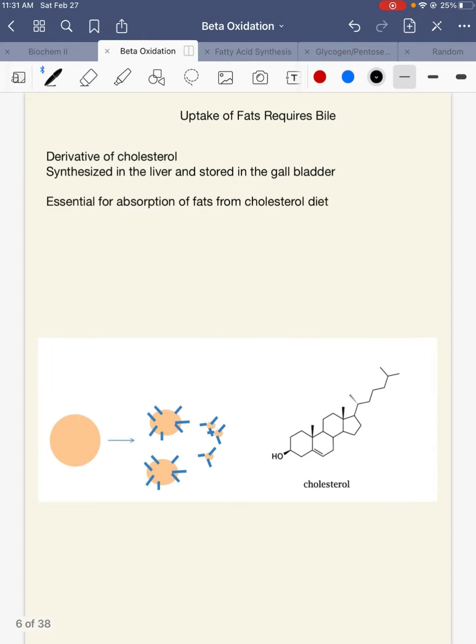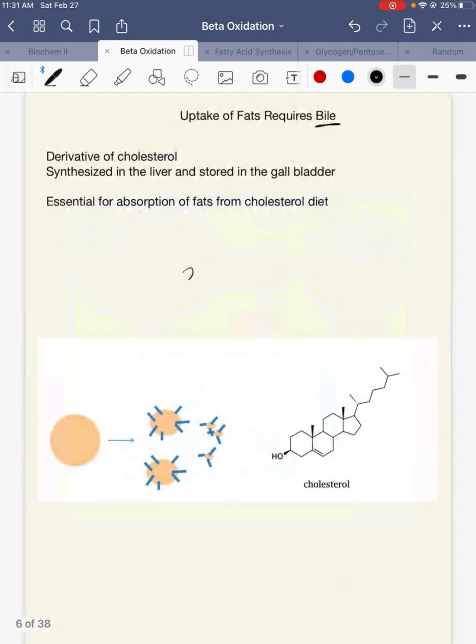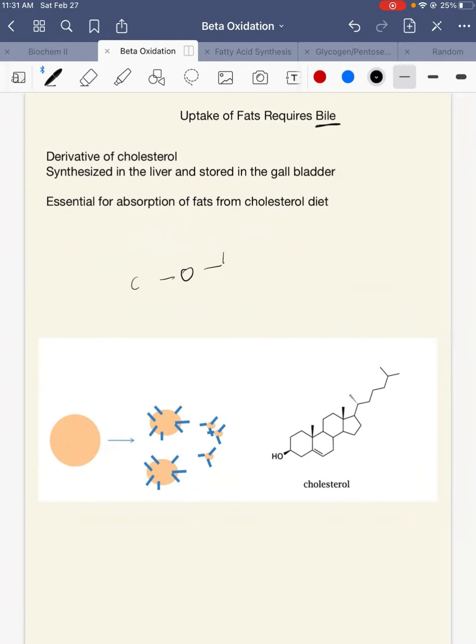Okay, so what we use is something called bile. They're called bile salts. So we have this TAG. We have a bunch of these. My drawing is really bad.